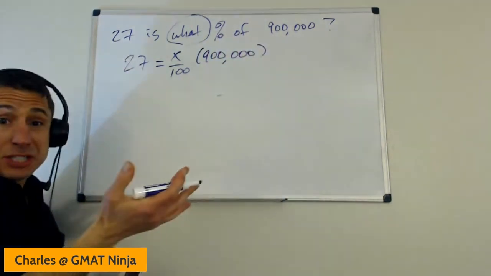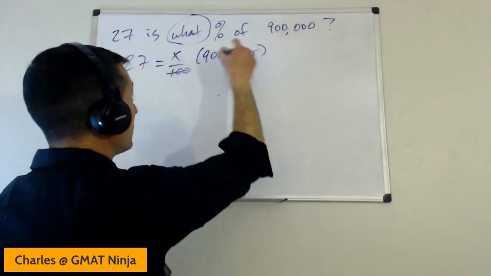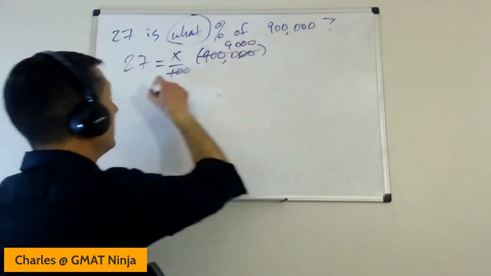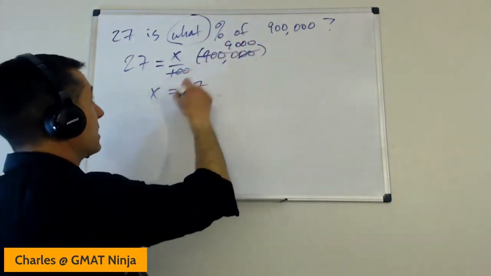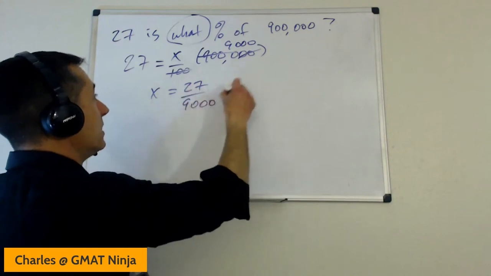And now all we have to do is just clean up the math and we're out of here. So cross off 2 zeros there at 9,000. X is equal to 27 over 9,000.